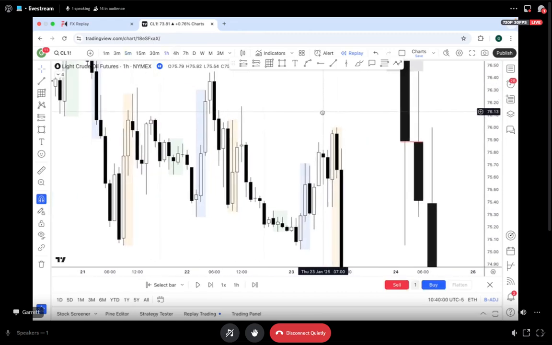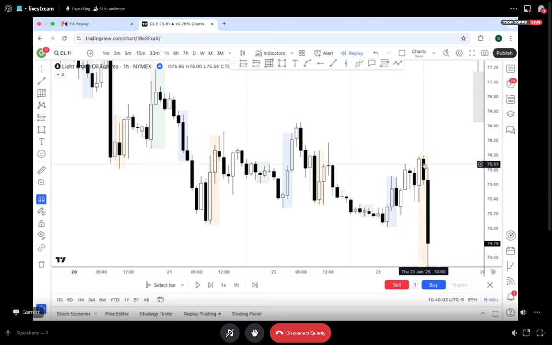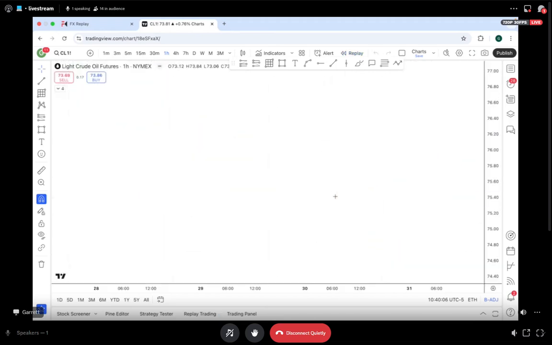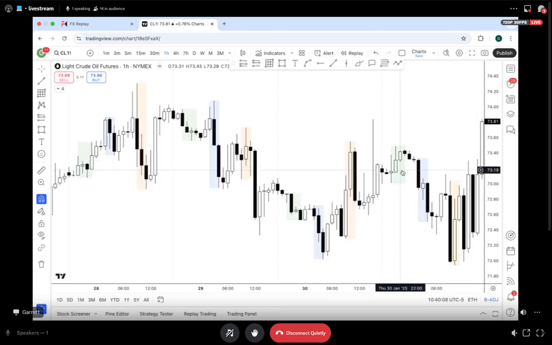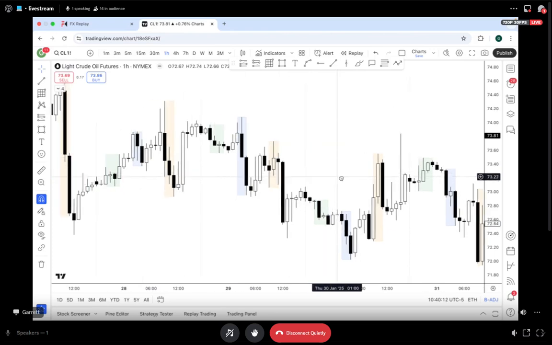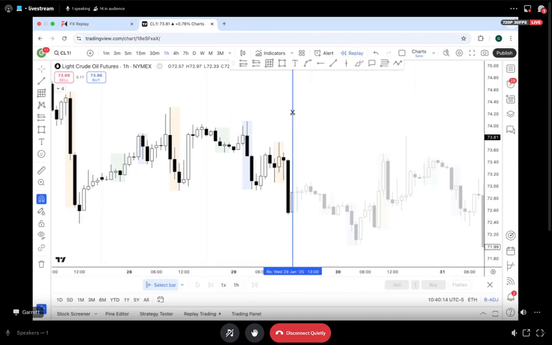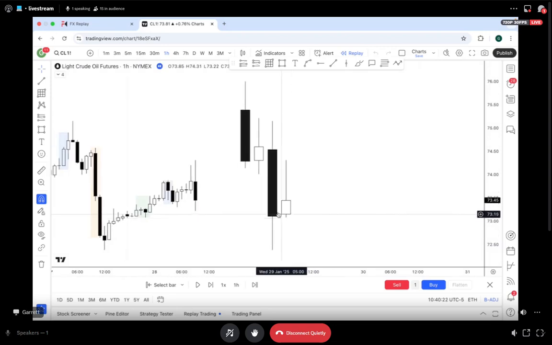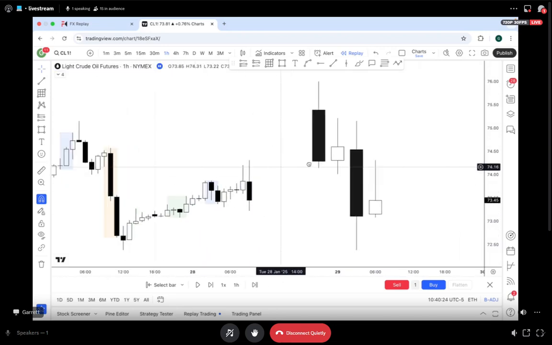For continuation, it's a bit different, if I can find an example. I traded CL this week. What did I trade though? It was an hourly model. There we go. I think it was right here. Was it right here? No, it was over here. Yeah, it was right here.